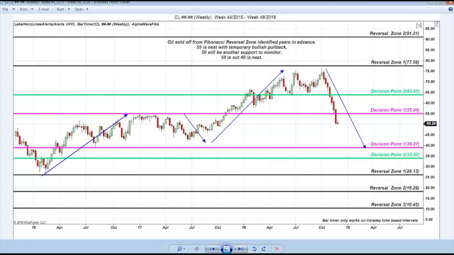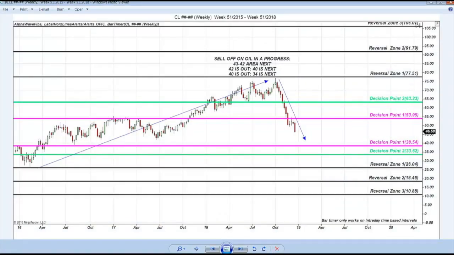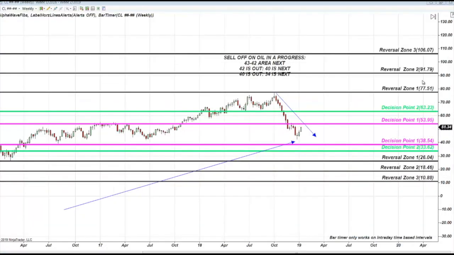This is oil long-term chart. No surprise what oil had done next. Key Fibonacci resistance is key Fibonacci support. This is oil now. Oil bouncing from key Fibonacci support. Do not short.